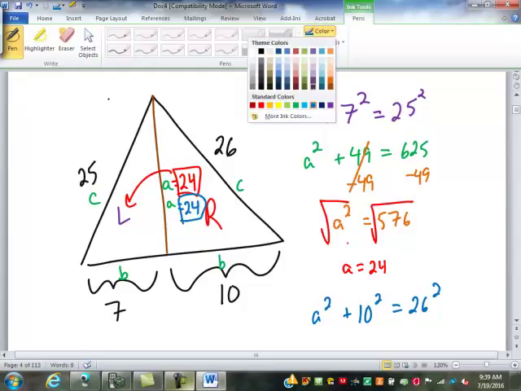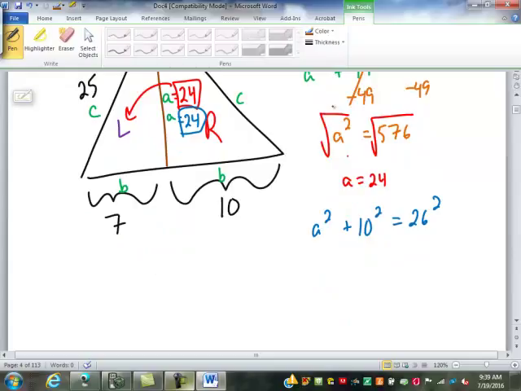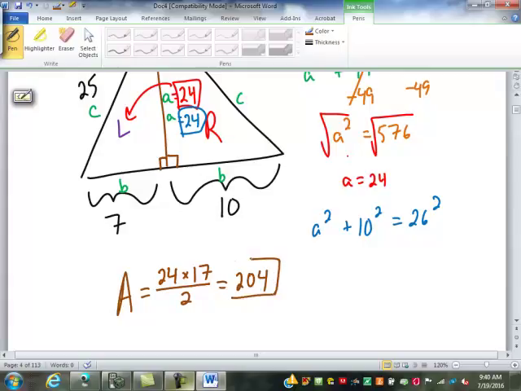So that means we can find the area of this by doing what? Yep, that tells us those are right angles. Perfect. So 24 times 17, and then? Perfect. Divided by 2, which gives us, what, 204? And whatever units that is squared.